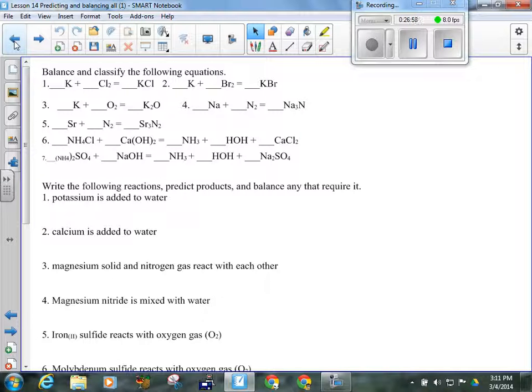Oh, it just means it's nitrogen by itself. So anytime you see the word nitrogen gas, it means N2, nitrogen by itself as an element. Okay.